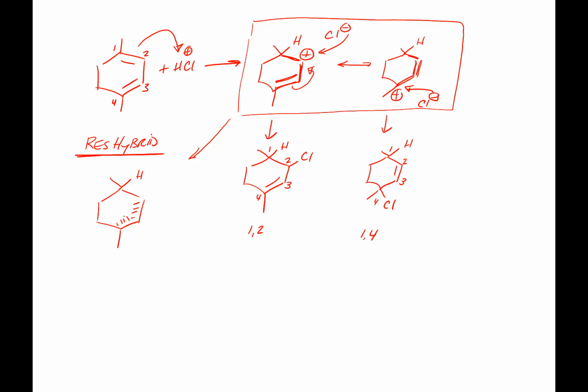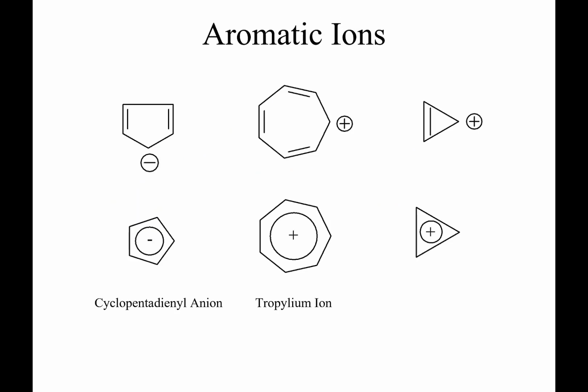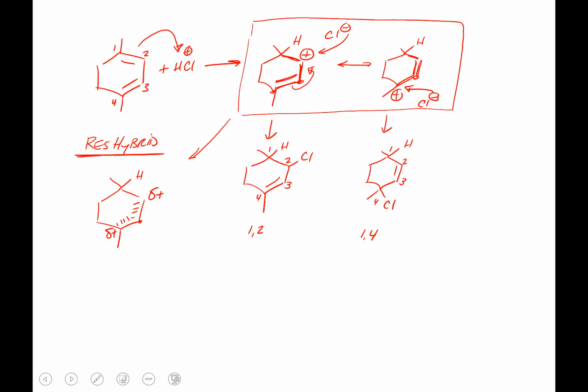Now average charges. Plus, 0, delta plus, 0, 0, 0, 0, plus 1, delta plus. So everywhere that there is a plus charge, there's going to be a delta plus in the resonance hybrid.